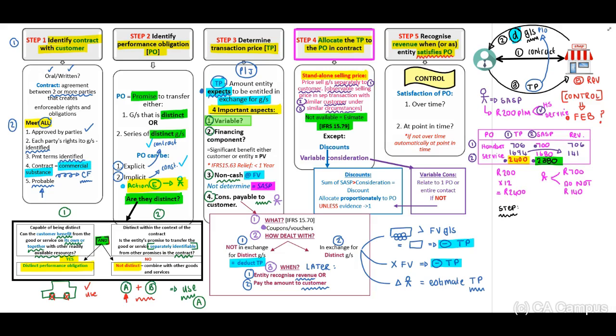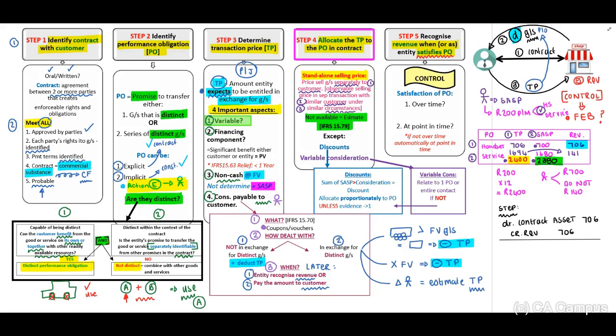Now, if we recognize our revenue, we may recognize the revenue of the handset now. Why? Because the handset has already been transferred to the customer. Therefore, control has passed. If we recognize the revenue relating to our handset, we will have to credit our revenue with 706. What do we debit? Our contract asset. And this is a new word, guys, with the 706.